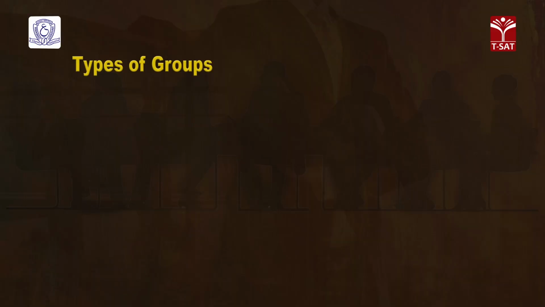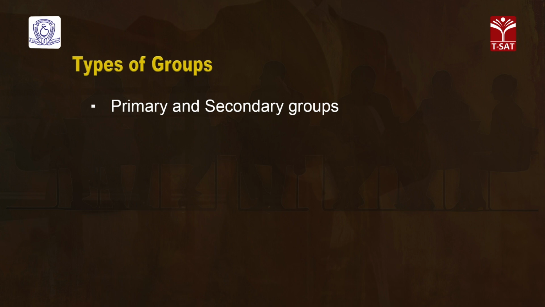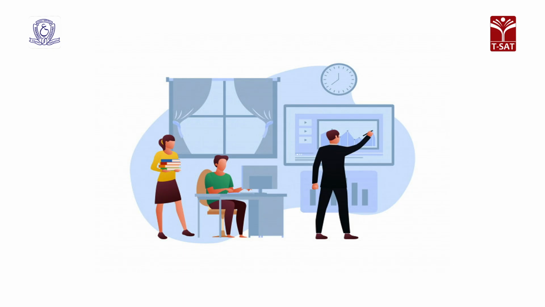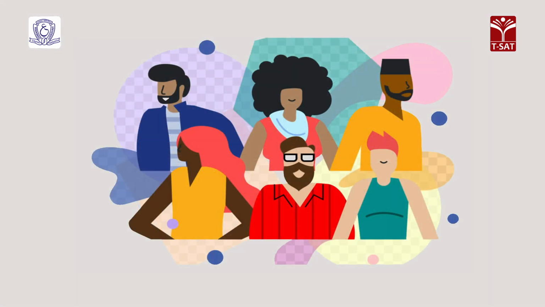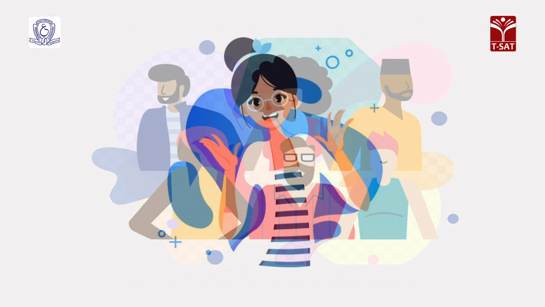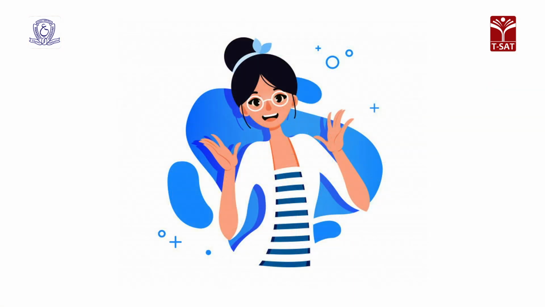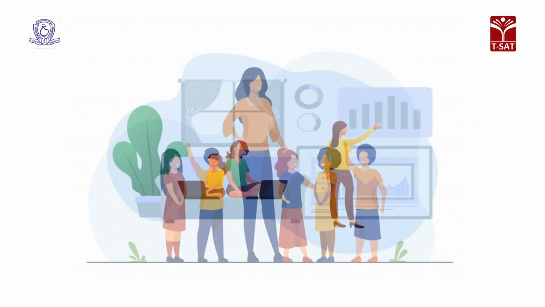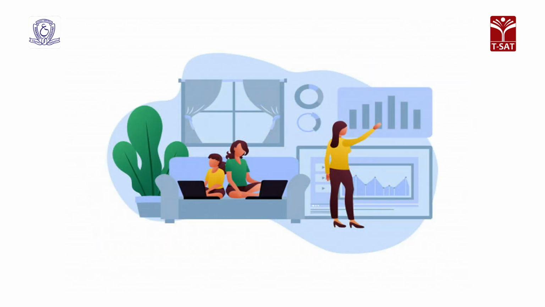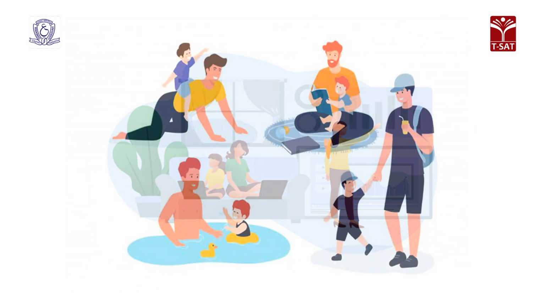The first categorization of groups is primary groups and secondary groups. Primary groups play a prominent role in individual survival and identity in society. Mostly, primary groups are pre-existing in an individual's life; sometimes we can't choose our primary groups. For example, family and religion.